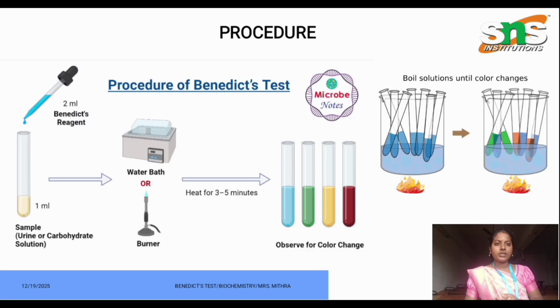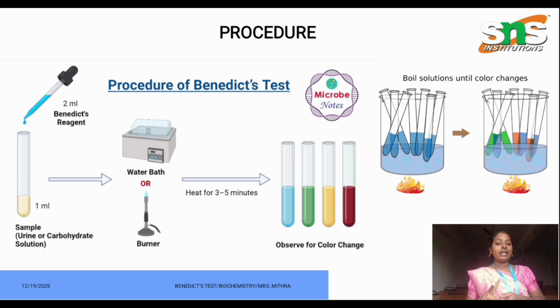And coming to the procedure, this is the procedure. First, add 1 ml of sample to a test tube, and that sample may be a urine sample from a diabetes mellitus patient or from a normal patient, or a carbohydrate solution, that is glucose, fructose, any form of solution. To that 1 ml of sample, add 2 ml of Benedict's reagent.